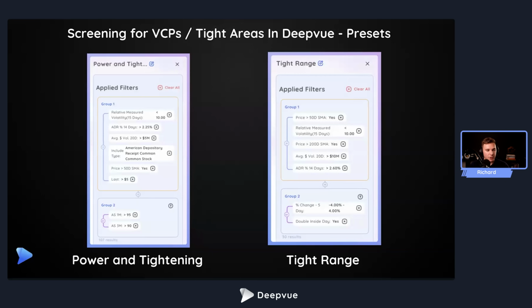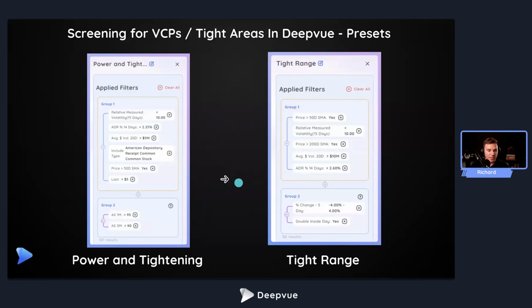But with this, you're able to look for stocks that have RMV, there it is right here, less than 10, and bring up their charts. And you can add other criteria such as ADR, dollar volume, all of that. And you can also set criteria such as absolute strength ranking, which is very similar to RS rating. Basically, in terms of 1 month, it's in the top percentile of stocks. And we've got this power and tight screen, which is looking for power plays and then tight areas, and then the tight range screening, which is more trending stocks that are forming tight areas.